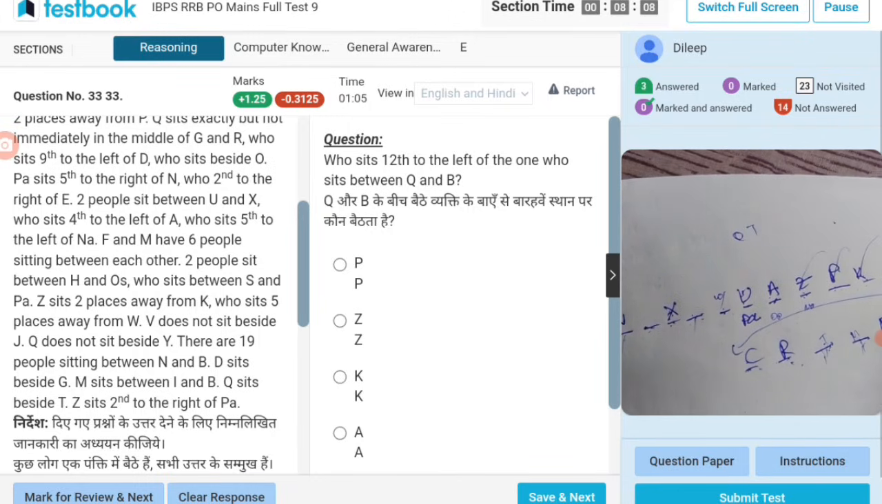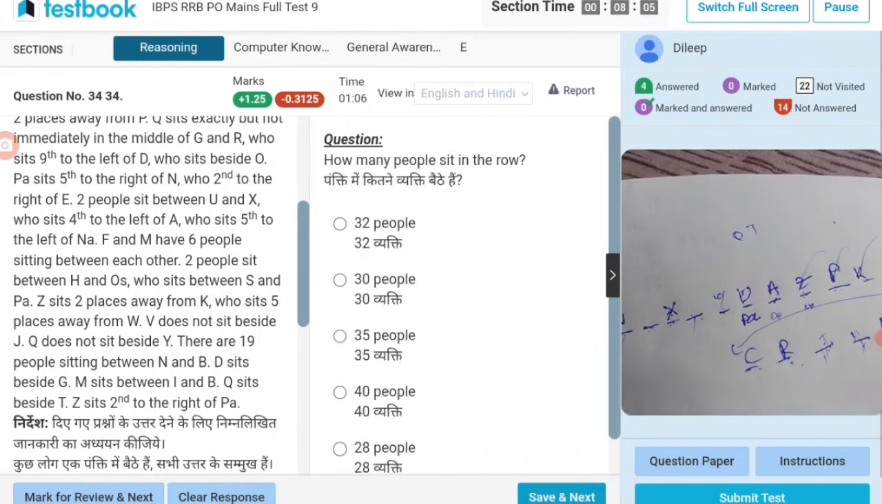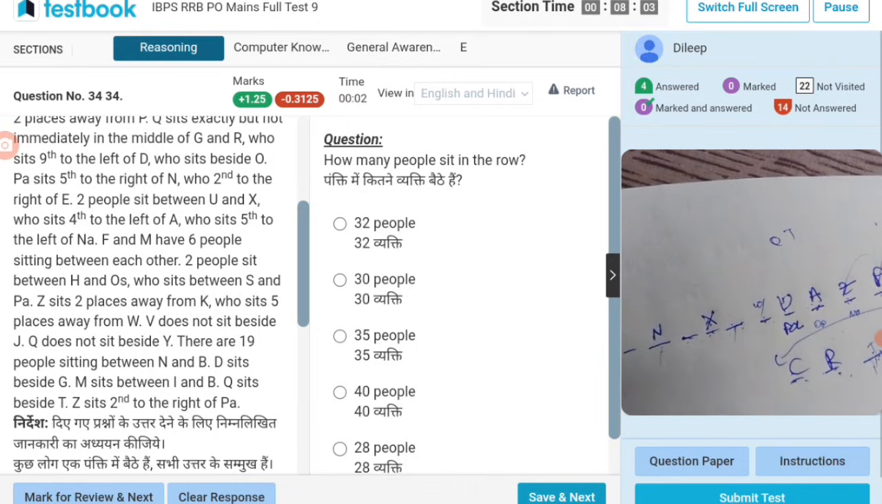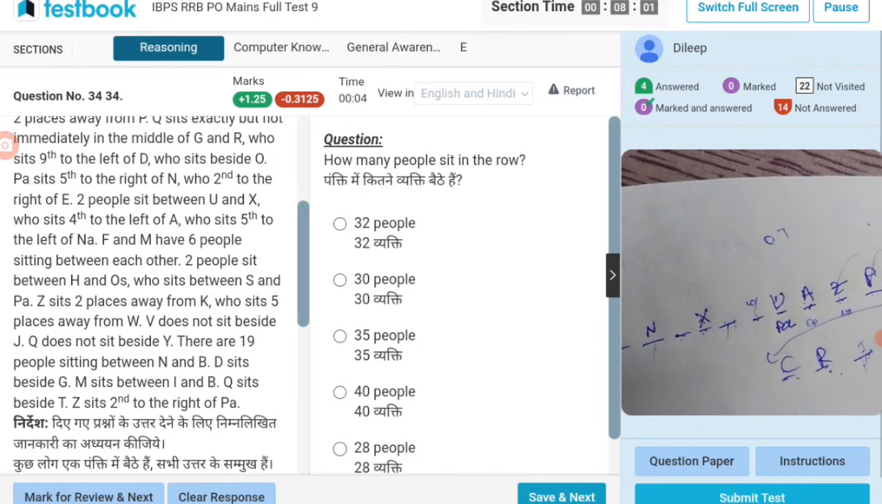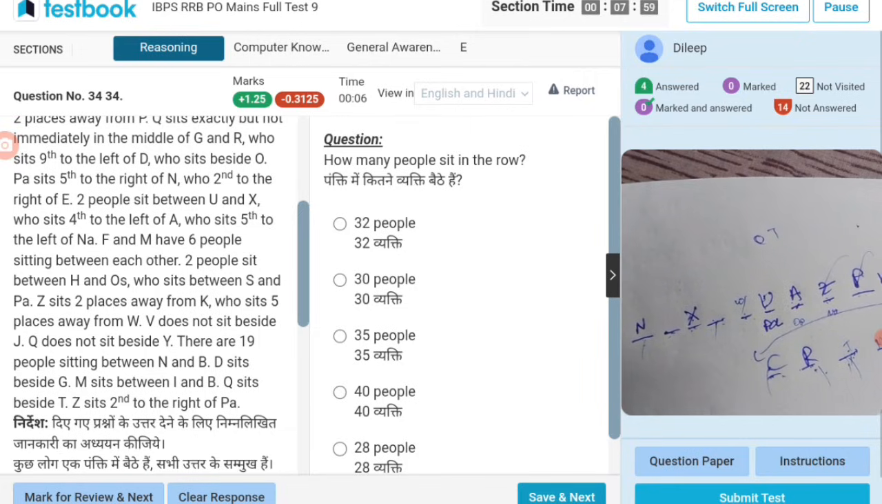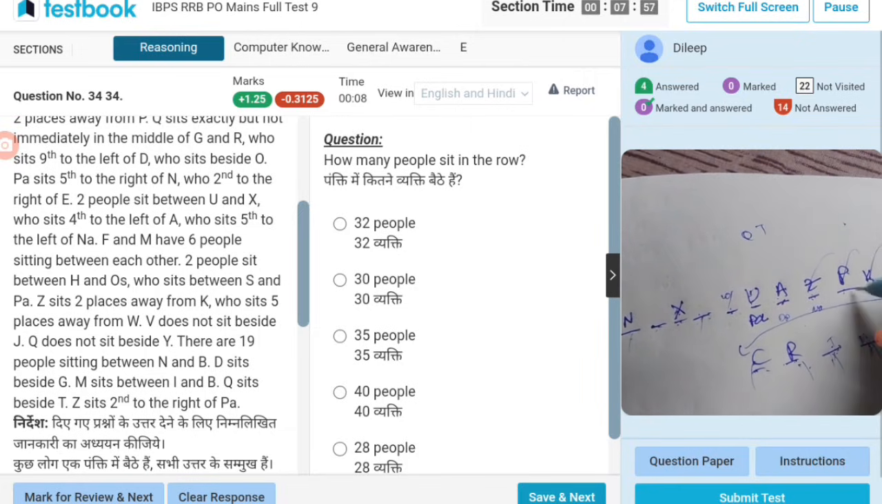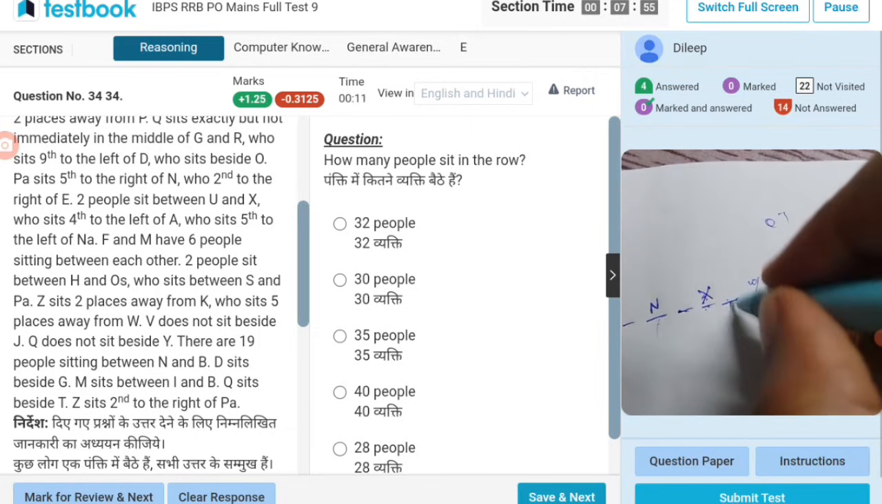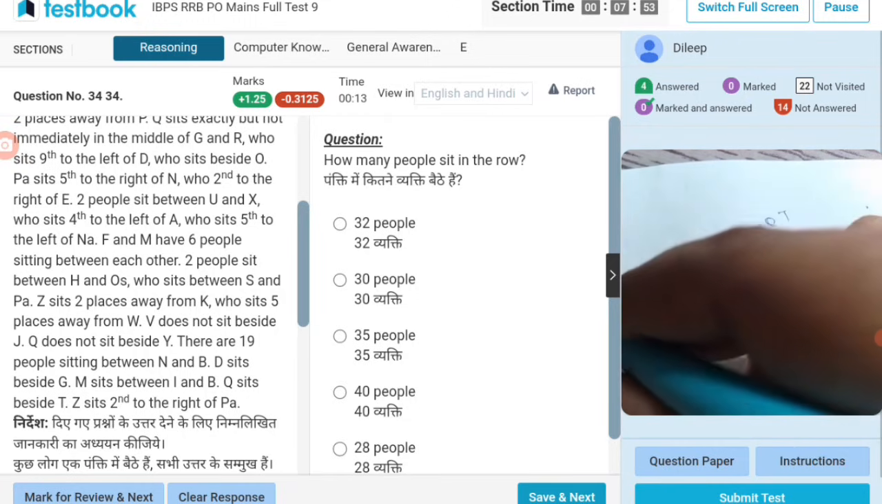6, 7, 8, 9, 10, 11, 12. 6, 7, 8, 9, 10, 11, 12, 13, 14, 15. 23, 24, 25, 26, 27, 28, 29, 30.